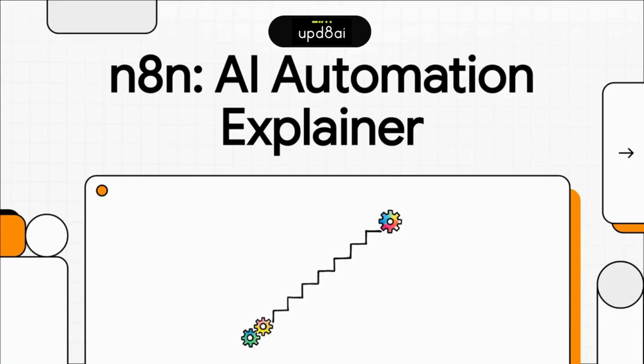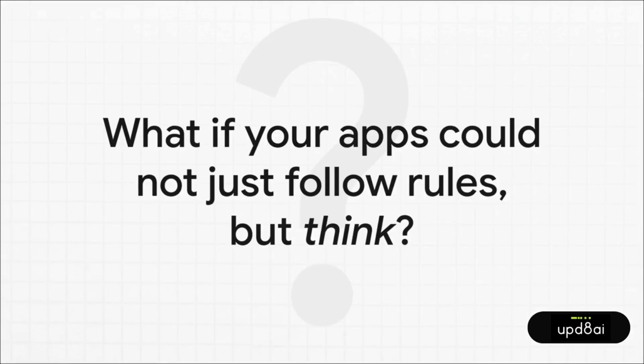Let's dive in. Today, we're going to go on a pretty cool journey. We'll start with the basics of automation, the simple stuff, and then build our way up to creating actual AI agents that can think and act for themselves. And we're going to do it all with a tool called n8n.